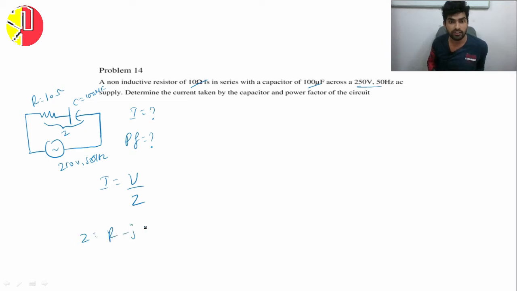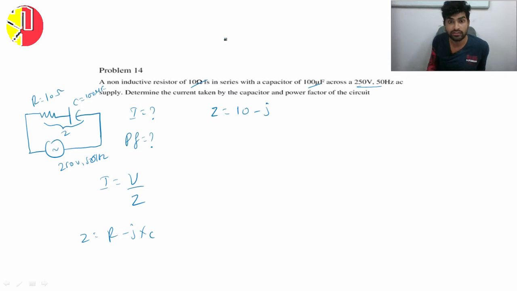Z is equal to what? R minus jXC. Minus will be there for an RC circuit. Plus will be there for an RL circuit. 1 by j omega C, so 1 by j will get minus j. So Z is equal to, I'll substitute over here, 10 minus jXC. How much? XC is not 100 microfarad. C is given. We need to calculate XC now.